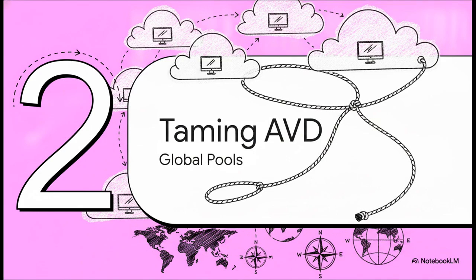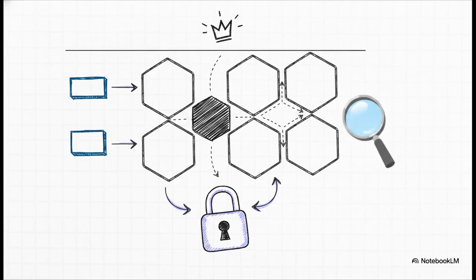Which brings us right to Section 2, taming AVD with global pools. Now, what's really interesting about this slide is that this is the absolute headline feature of the 8.1 release. If you're managing more than just a handful of host pools, you're going to want to hear this. Global Pools, which is currently in preview for the premium tier, by the way, allows you to organize all those scattered host pools into unified pool groups. This brings a desperately needed layer of structure to those massive deployments by unlocking streamlined, policy-based assignment.